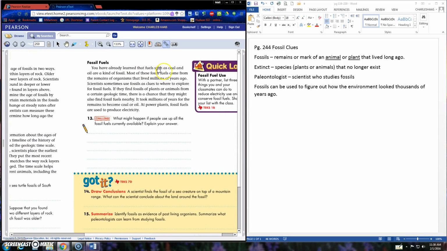Fossil fuels. You have already learned that fuels such as coal and oil are a kind of fossil. Most of these fossil fuels come from the remains of organisms that lived millions of years ago. Scientists sometimes use fossils as a clue to where to explore for fossil fuels. If they find fossils of plants or animals from a certain geologic time, there's a chance they might also find fossil fuels nearby.